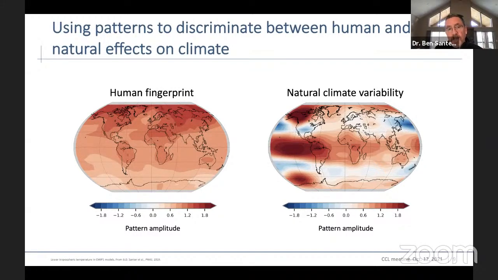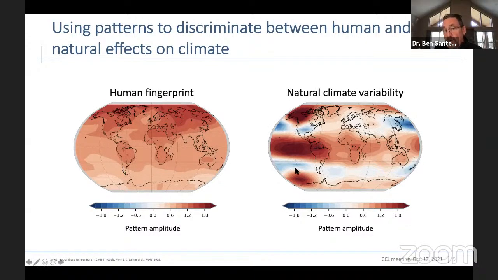But the kicker is that this pattern in climate models of warming of the lower atmosphere as we increase CO2 is very different from this pattern here, which is the dominant pattern of natural fluctuations in climate associated with El Niños and La Niñas. This pattern, if you compare it with this guy here, shows areas where temperature increases and decreases simultaneously.